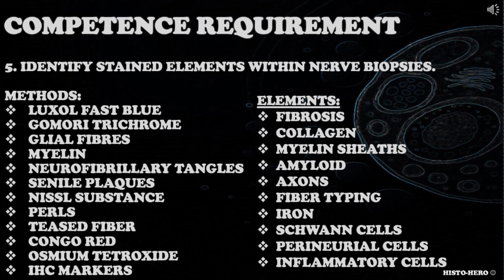The fifth competence requirement is for you to identify stained elements within nerve biopsies. What stained elements can you identify when assessing nerve biopsy? Consider each staining method and the elements and nerve structures they highlight. Also consider microscopic examination of stained slides, your training and competence.